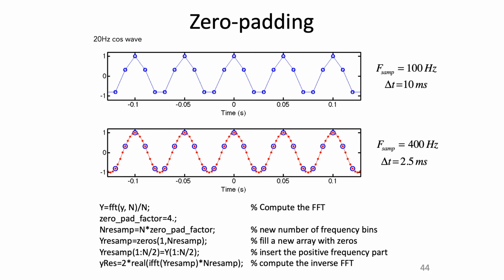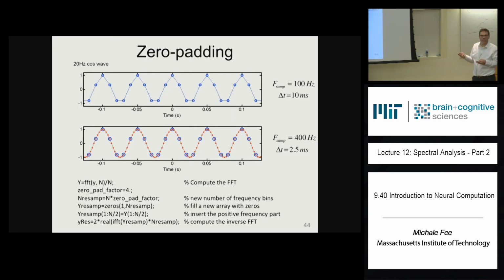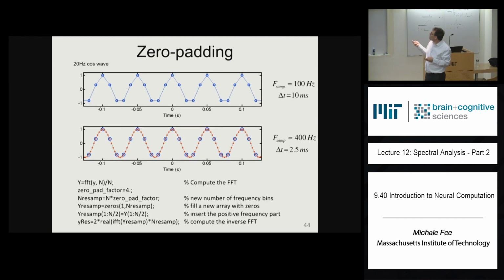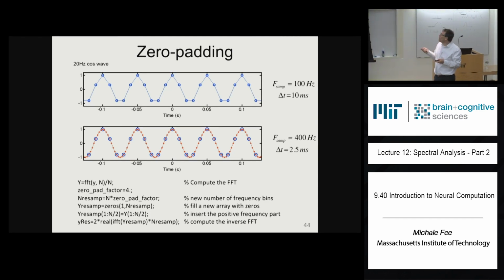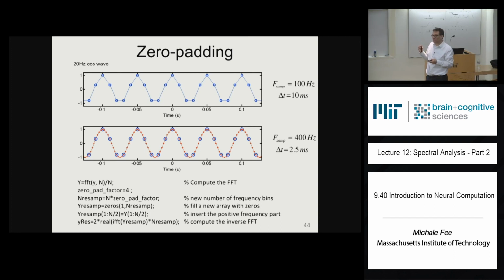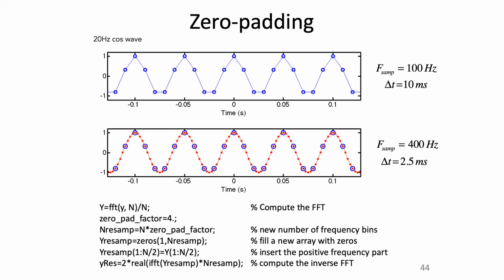Okay, so here's an example. We have a 20 hertz cosine wave. I've sampled it at 100 hertz. So what frequency would I have to sample this in order to reconstruct the cosine? I'd have to sample at least 40 hertz. Here I'm sampling at 100. The delta t is 10 milliseconds. So those are the blue points.